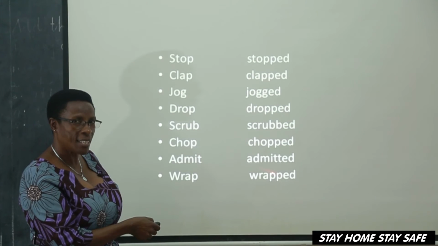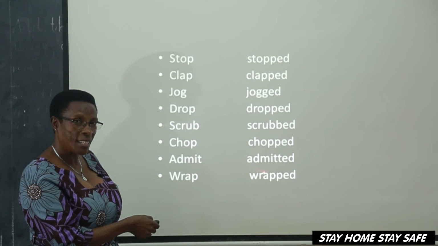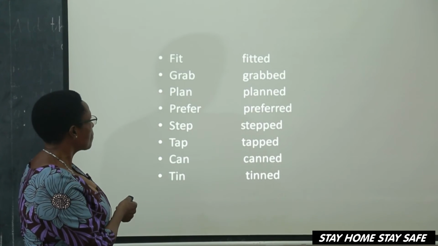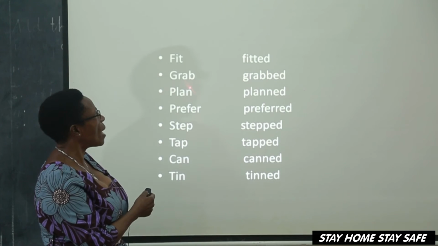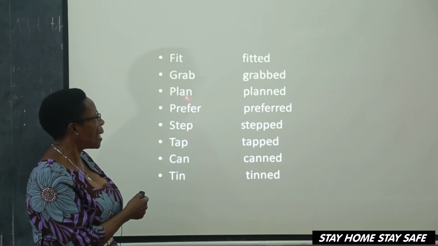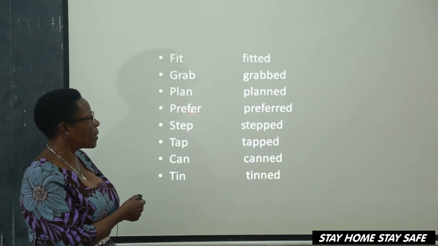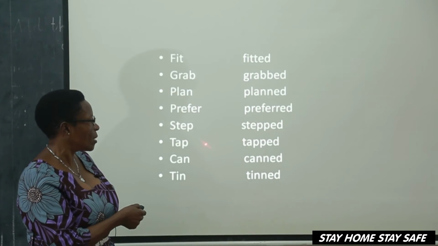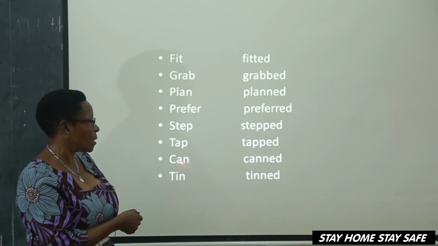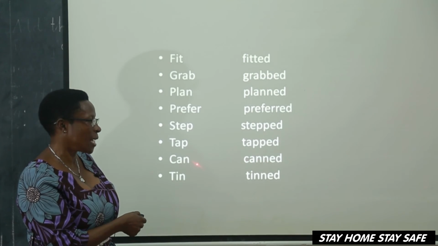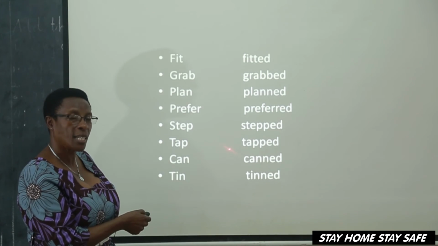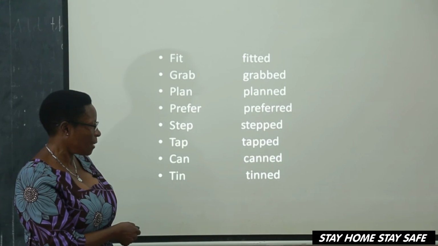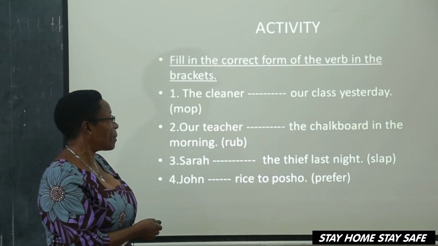Who can use this in a sentence? The teacher wrapped our books yesterday. I wrapped my book last week. Okay? All right. Fit, fitted, grab, grabbed, plan, planned, prefer, preferred, step, stepped, tap, tapped, can, canned, like the canned milk, the canned fish, the canned meat. Yes. Tin, tinned. Okay? And very many others.